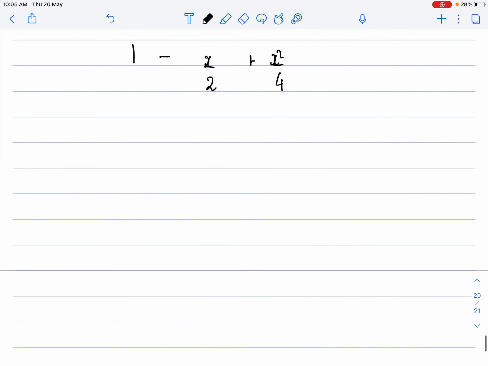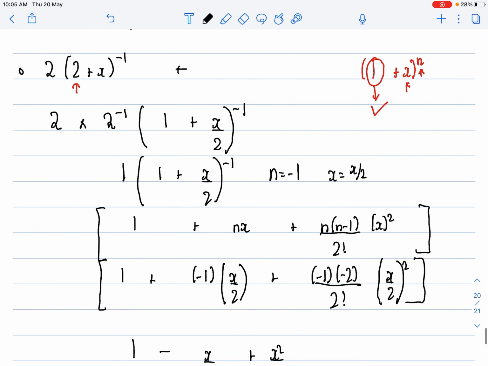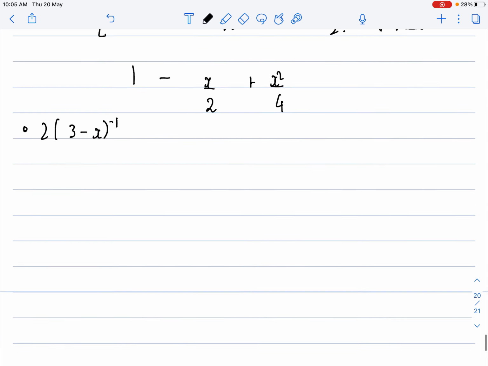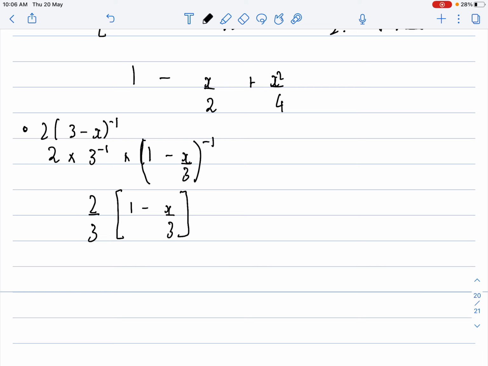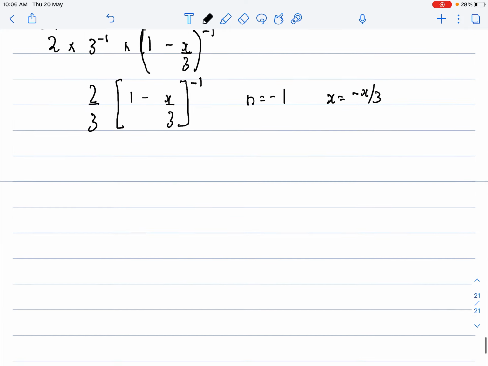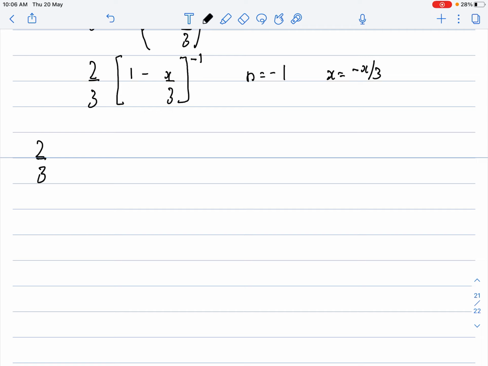Now for part 2, I have 2 into 3 minus x raised to minus 1. So now to convert this into the form, I write this as 2 into 3 raised to minus 1 into 1 minus x upon 3 raised to minus 1. So this is basically 2 over 3 with 1 minus x over 3 raised to minus 1. So if you see here, your n is equal to minus 1 and your x equals minus x over 3. So now what I can do is I can write this as 2 over 3.